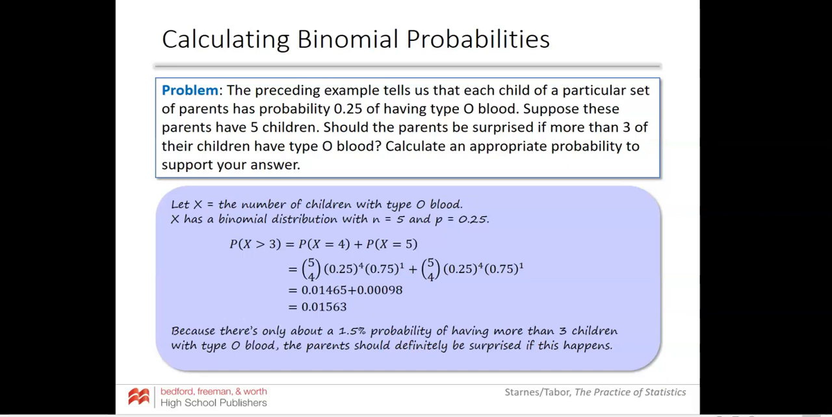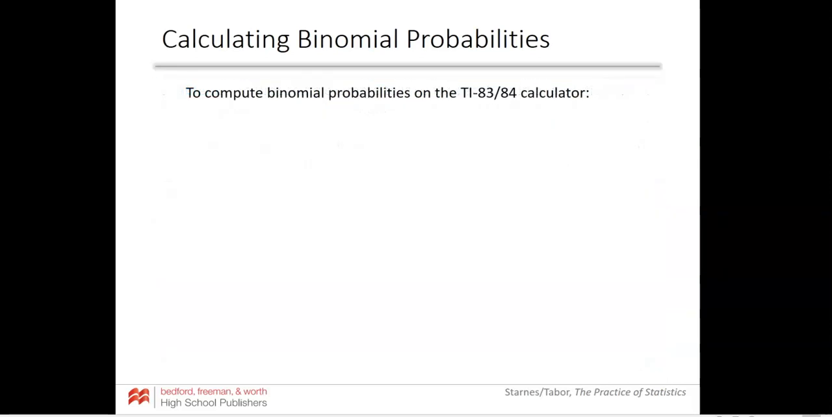So there's only 25% chance of having 1 every time you have a baby. So it's going to be pretty unusual to have more than 3 kids with type O blood. I don't even know what type my blood is. I think it's pretty common though.